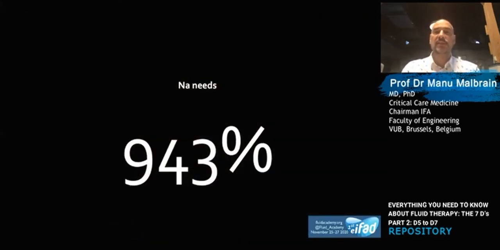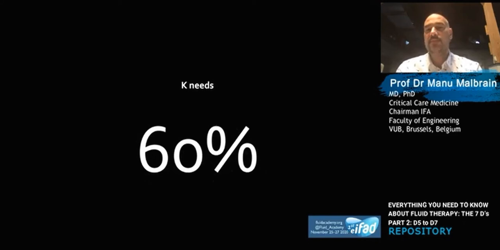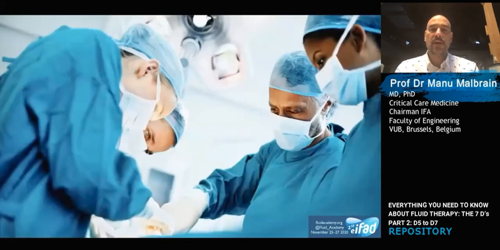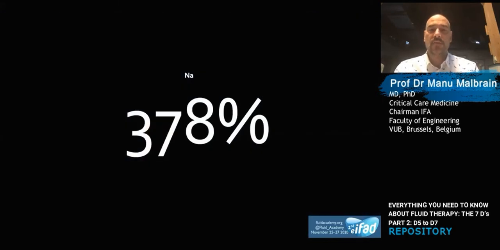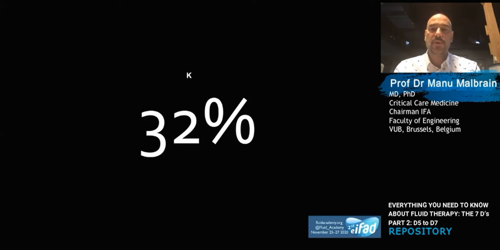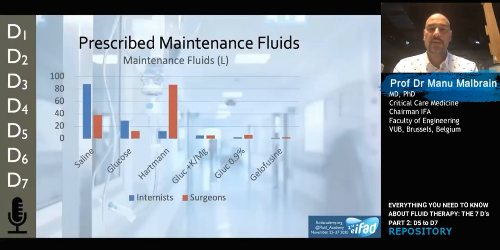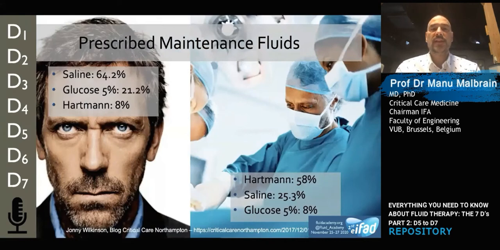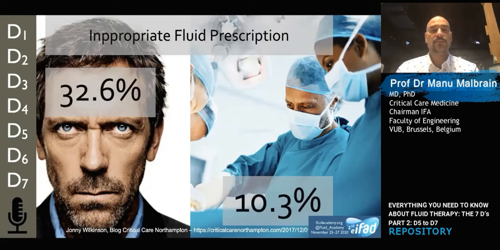They found out that the sodium needs were exceeded 9 times too much. The potassium needs per day were not reached, so they didn't reach 1 millimole per kilo per day. And looking at the surgical files, sodium again was given too much, 4 times too much, and potassium needs were not covered, reaching only 32%. Looking at the prescribed fluids, internists mainly prescribed saline, surgeons Hartmann's solution. So saline in 64% as maintenance. Remember, there is no glucose in saline, and surgeons prescribed Hartmann's solution.